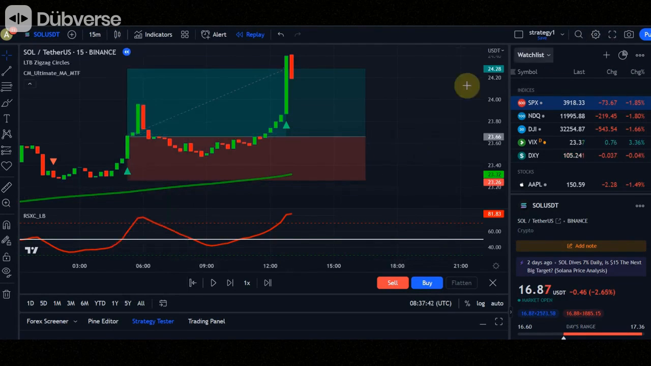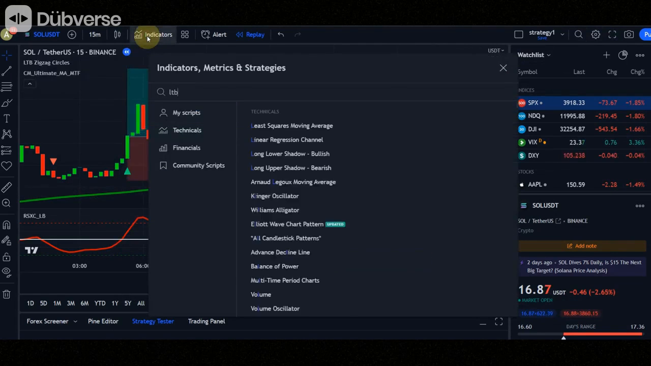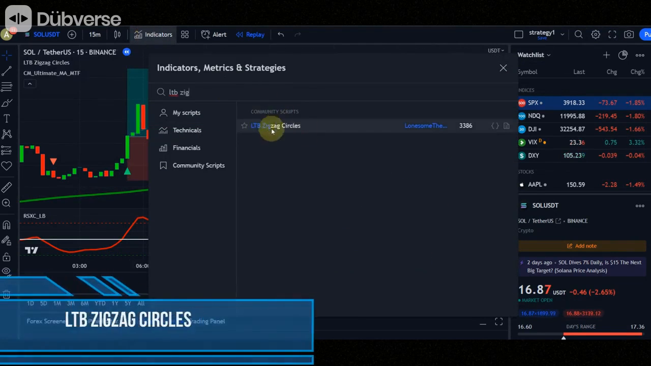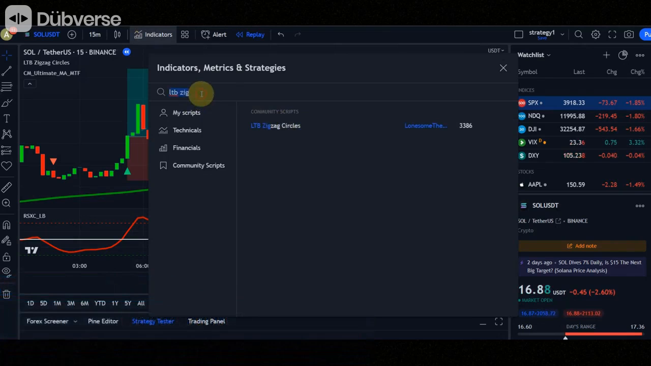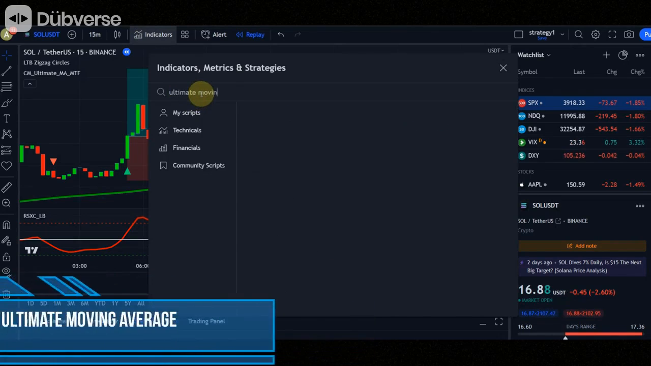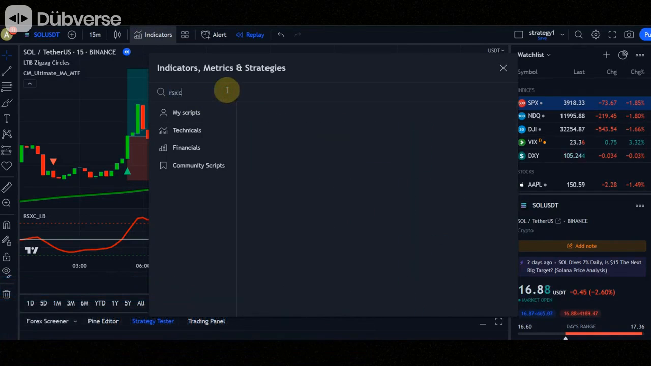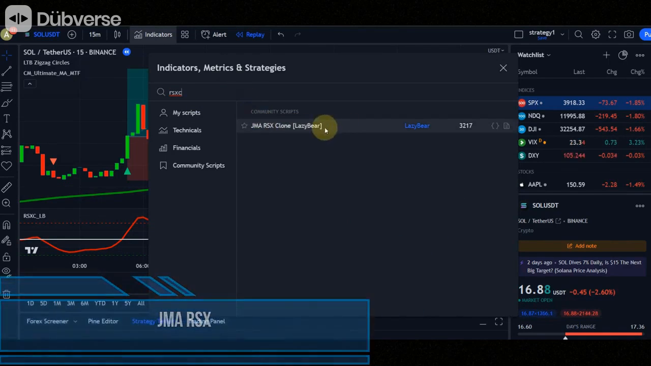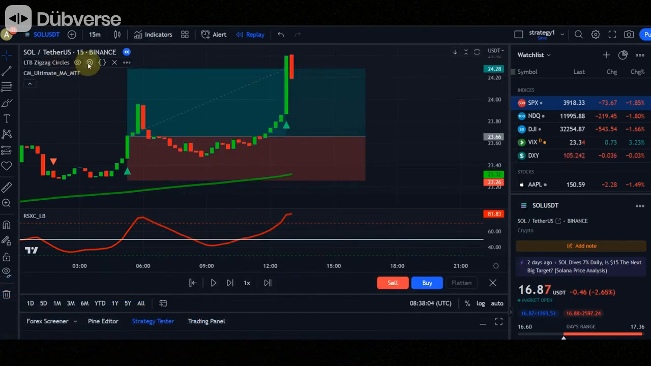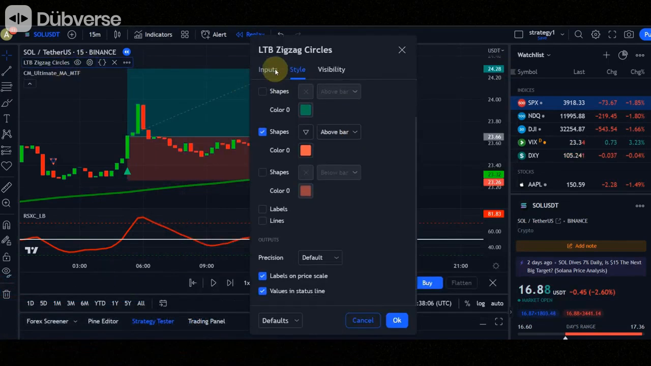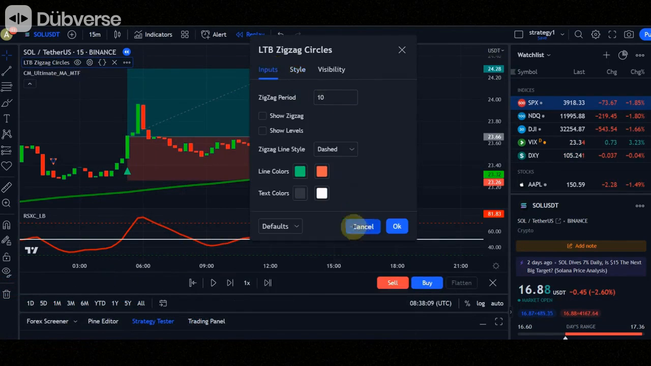Let's configure the indicators. Indicator number 1 is LTB zigzag circles. Indicator number 2 is ultimate moving average. Indicator number 3 is JMRSX clone. Set the indicators settings like in the video to get best result. Do not use this strategy in the range market.